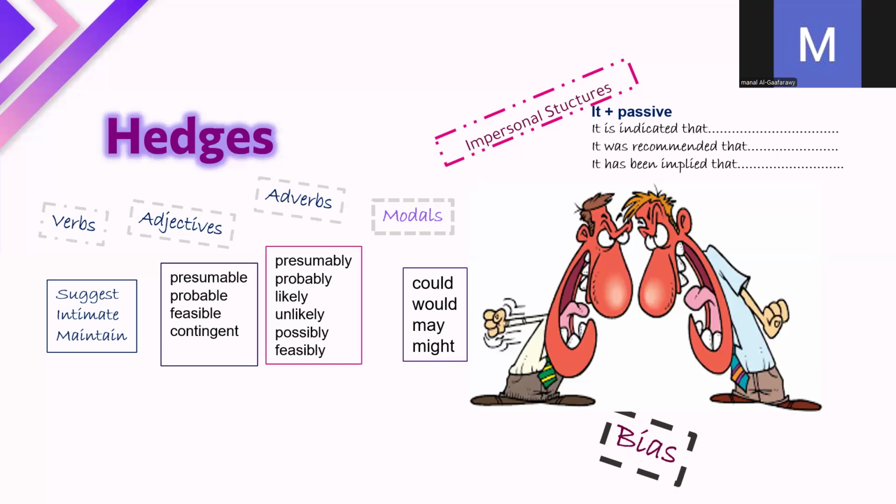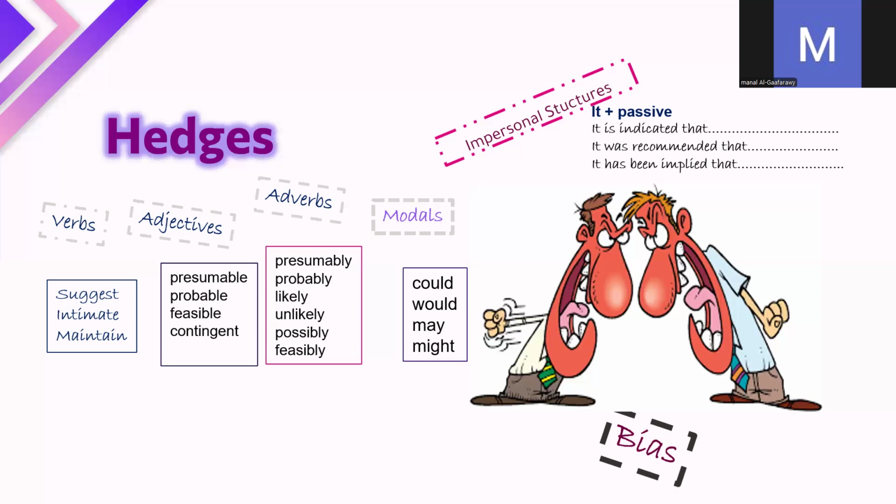For the impersonal structures, from their nomenclature, impersonal, they do not reflect personal or subjective beliefs. They are impersonal. So they can be demonstrated by the structure of it plus the passive. For example, it is indicated that, and then a clause. It was recommended that, a clause. It's been implied that, and then a clause.